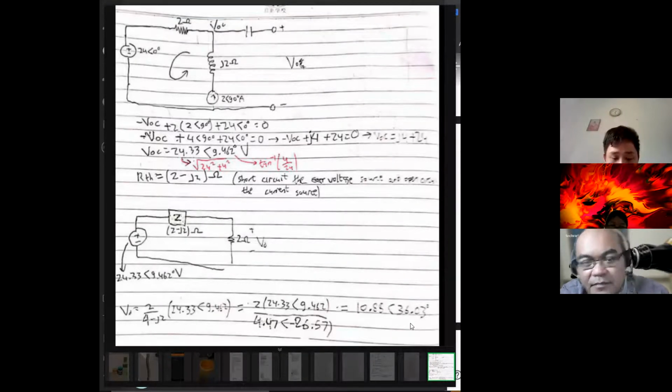For degree, if it is division, it will turn into minus. So 9 point something minus 26 point something.